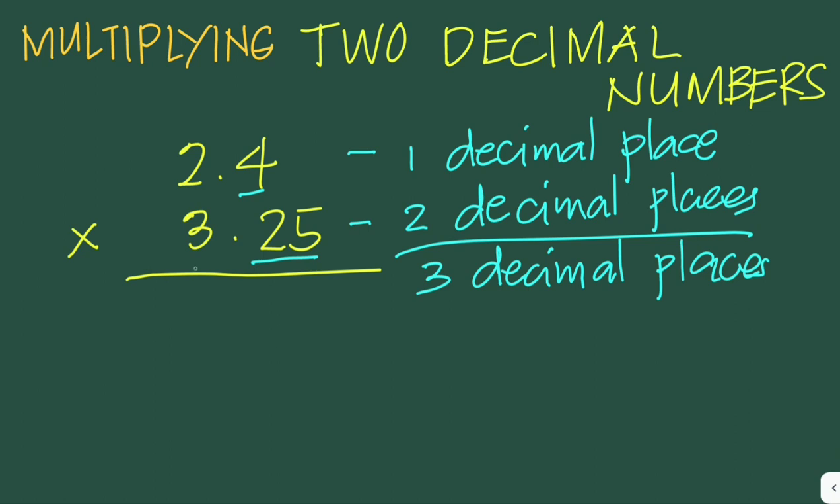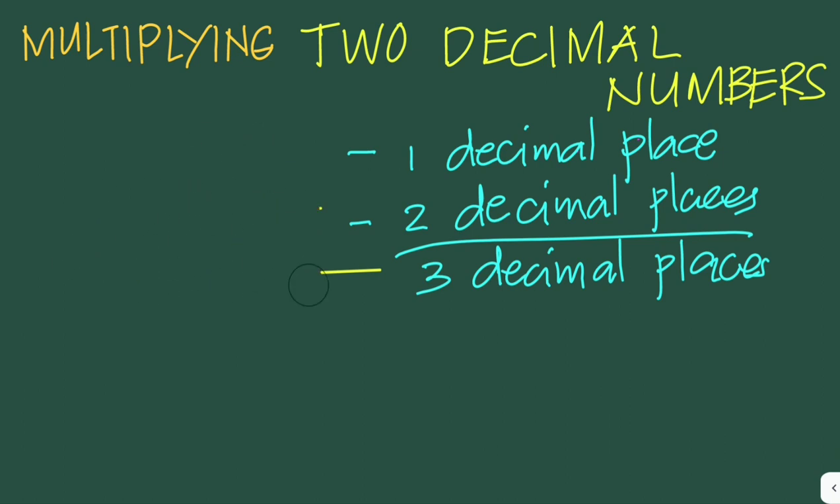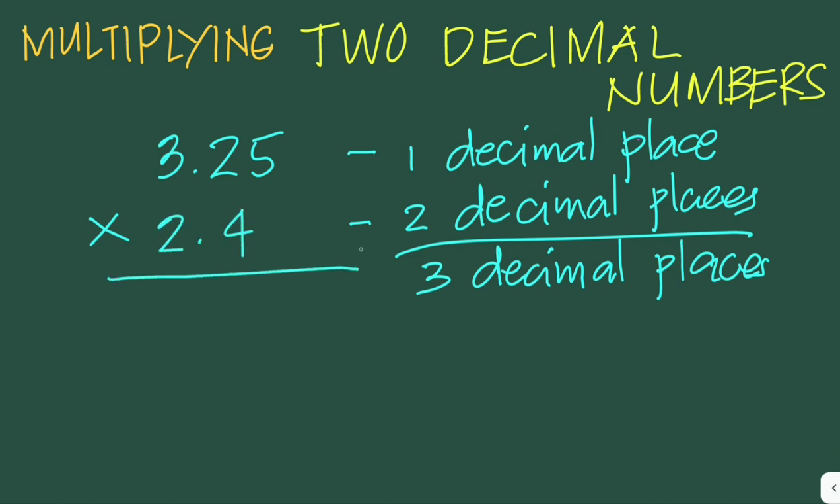Maybe we can just write the number that has two decimal places first. It's 3.25 times 2.4, so it'll be easier. So this one has two decimal places, and this one has one decimal place. Okay, and now let's multiply them.